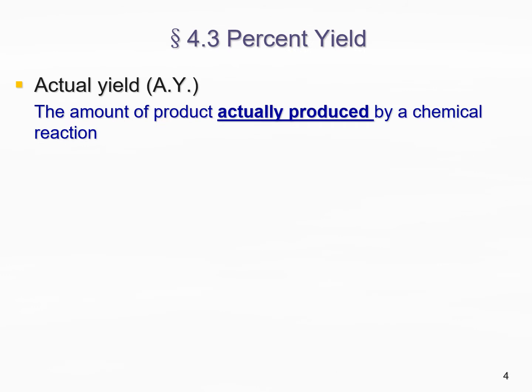Another concept of yield is actual yield. This is the amount of a product actually produced by the chemical reaction. Actual yield, just like a theoretical yield, has the unit of mass as grams sometimes, or the unit of amount as moles. The difference between the theoretical yield and actual yield is what we can actually isolate or obtain from the chemical reaction.